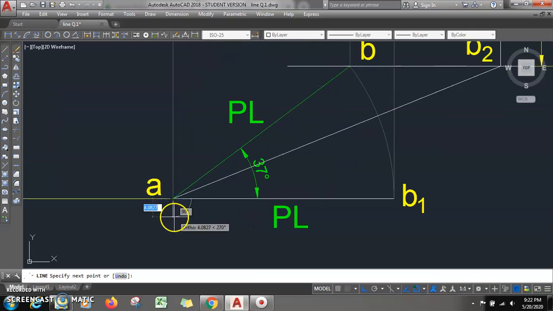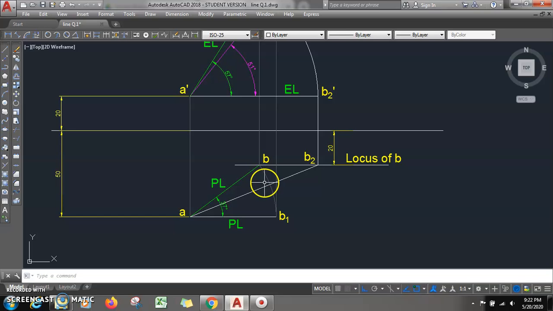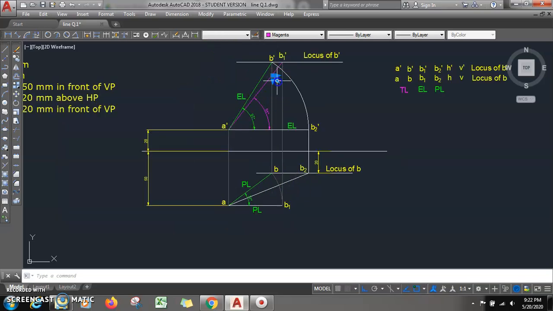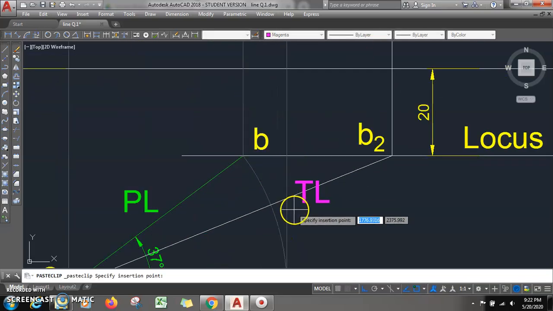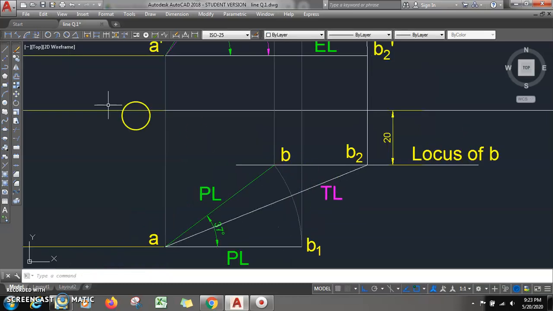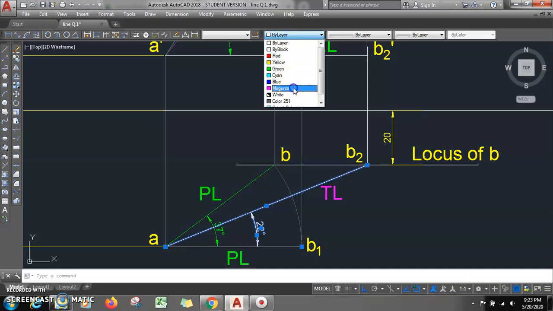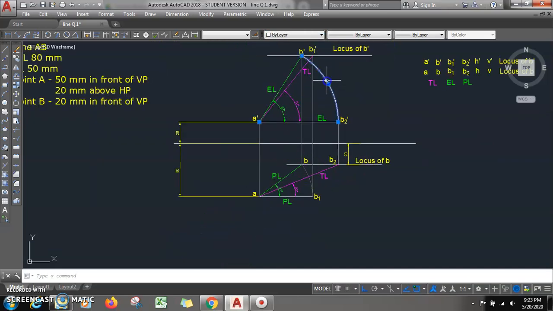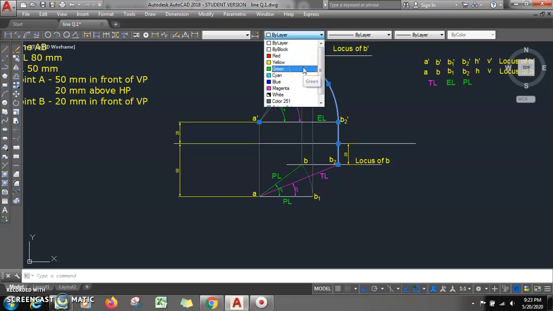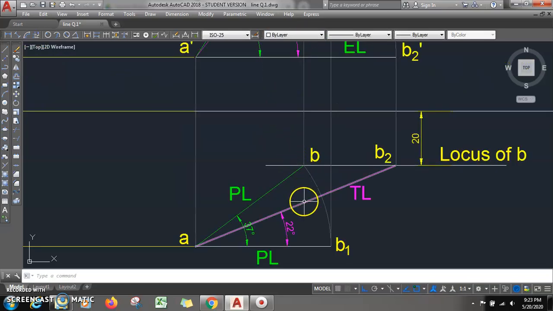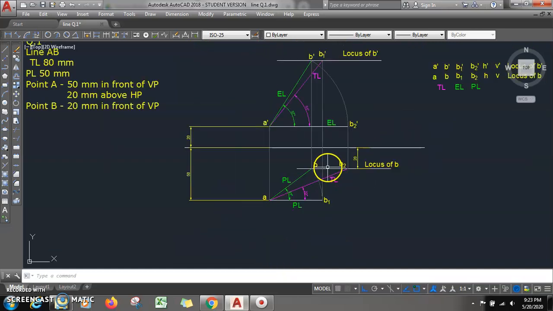This length is a true length, and the inclination of the true length is nothing but phi. This is angle phi. You see everything we have: true length at theta, EL at alpha. In front view we have true length at phi and plan length at beta. So the solution is complete. Only thing remaining is what?